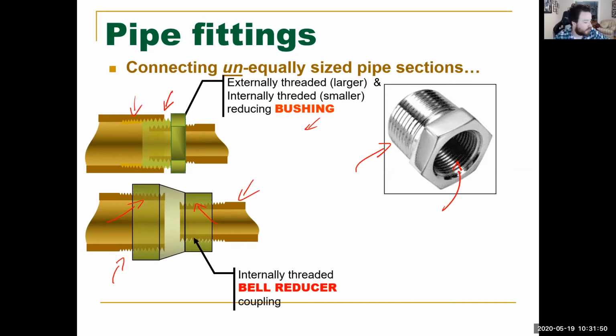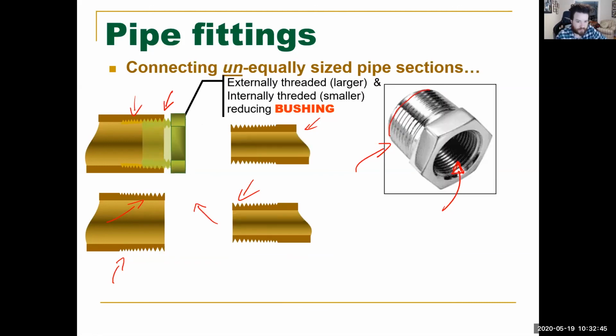A quick question about the bushing. Okay. So it says externally threaded larger and internally threaded smaller. Is it about the piping it's fitting together, because the larger one's got internal threading, or is it talking about the bushing? It's talking about the bushing itself. So the bushing has external threads that are going to connect to the internal threads of the larger pipe. Now the smaller pipe is going to use its external threads to connect to the internal threads of the bushing. See it right here. These external threads of this smaller pipe are going to go into these internal threads of the bushing itself.